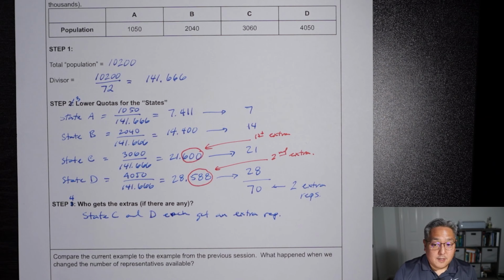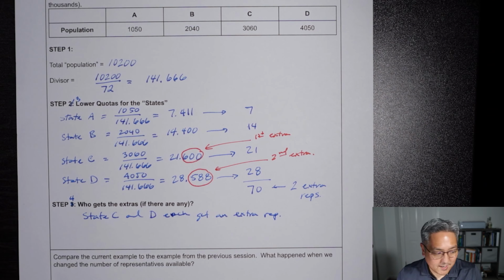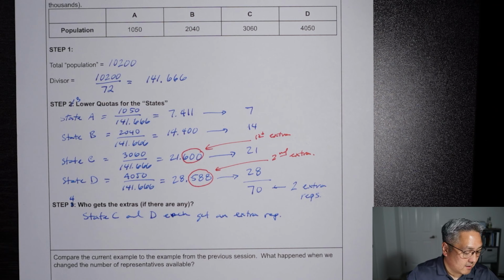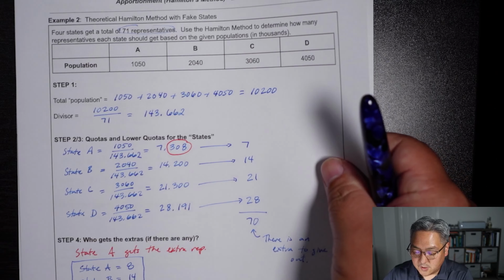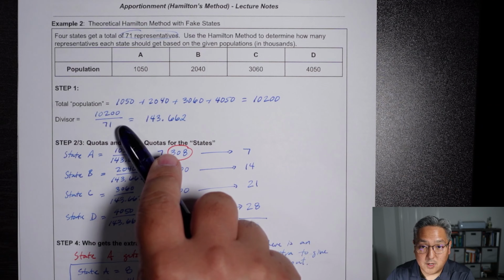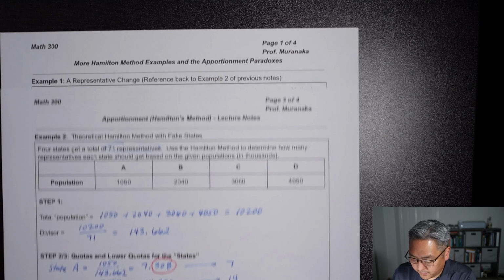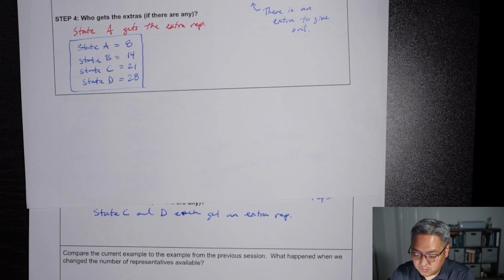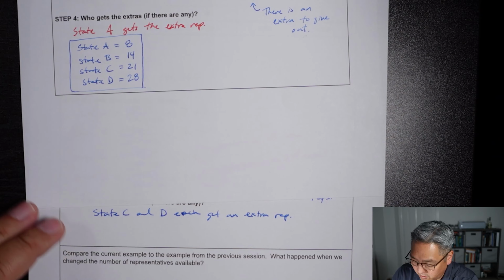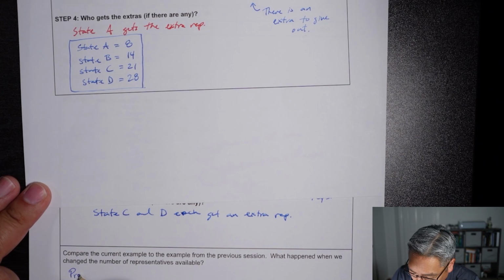So let's take a look at the results. I'm going back to when I did this problem last time, and I'll pull that sheet up here. When we did this problem before, we had 71 reps. That changed the divisor and all our quotas, but we got an answer. So I'll write down the previous example with 71 reps.